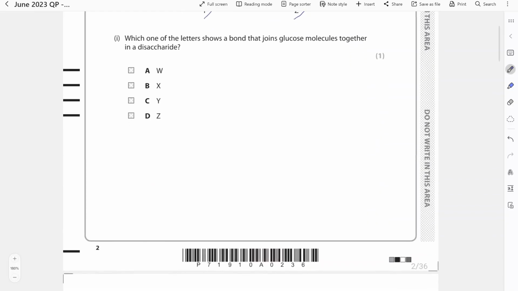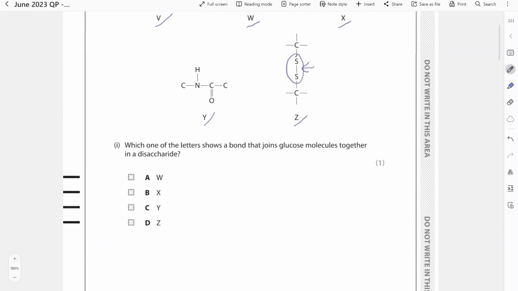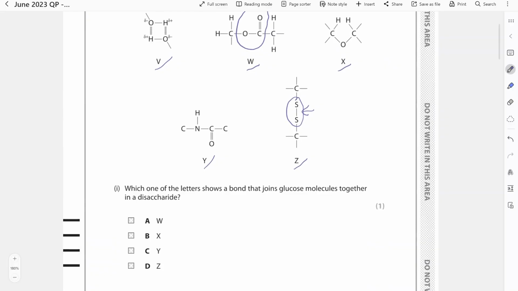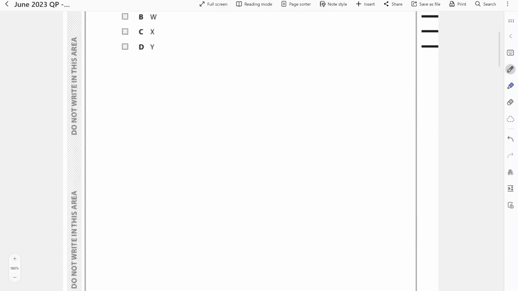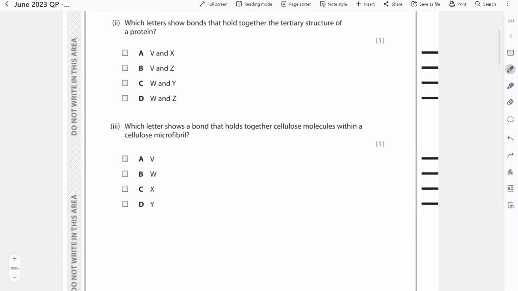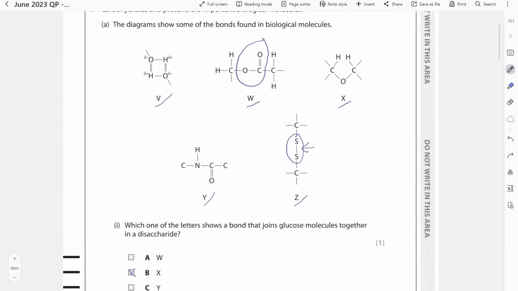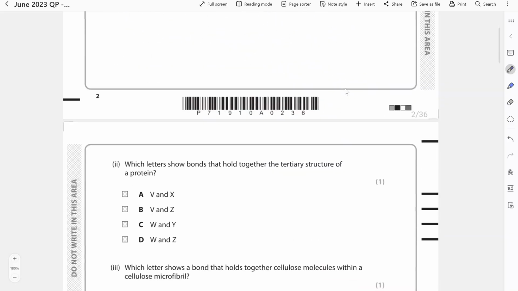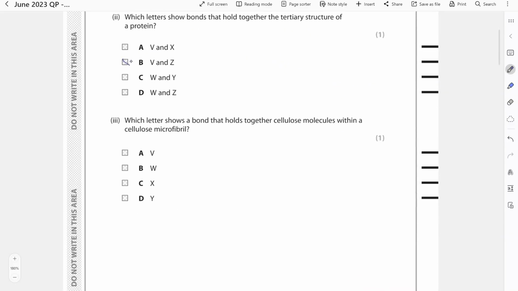All right, part 1. Which of these letters show a bond that joins glucose molecules together? The answer for that would be B. So it is X. All right, the next part. Which letters show bonds that hold together the tertiary structure of a protein? So tertiary structure is between R groups, so that would be things like the disulfide bridge between cysteine amino acids, and also hydrogen bonding as well. The other 2 that are found in tertiary structures are hydrophobic interactions and ionic bonds. So the answer for that would be B.